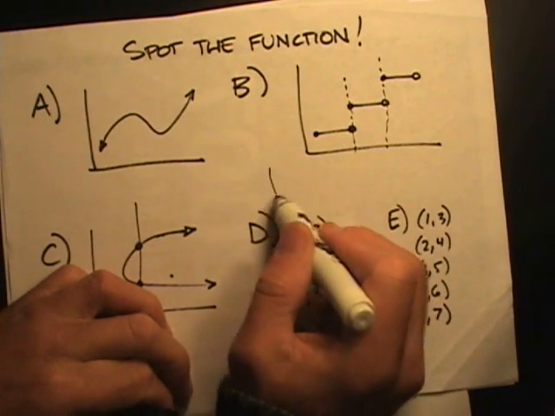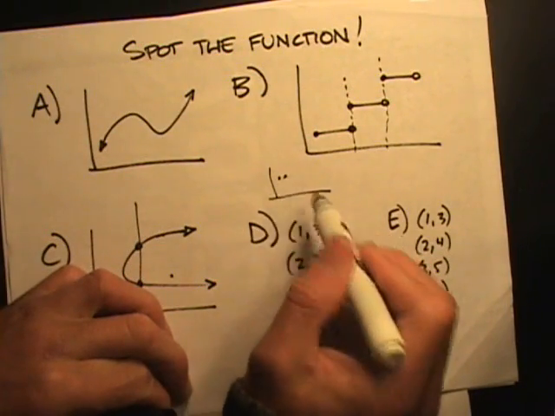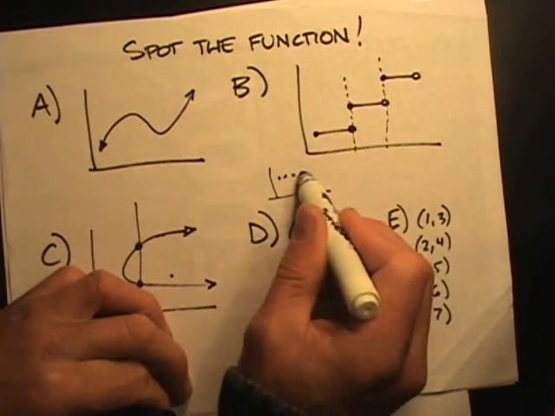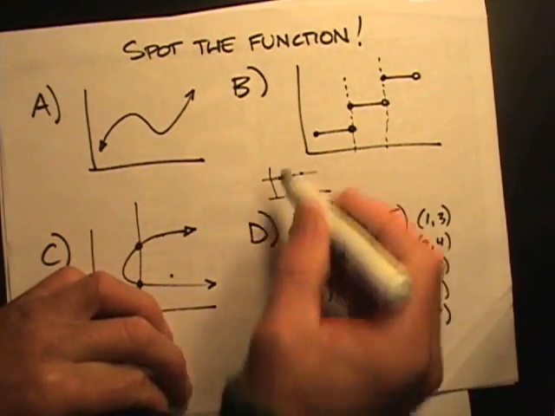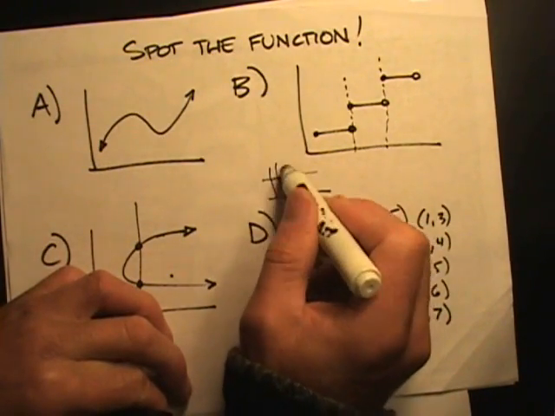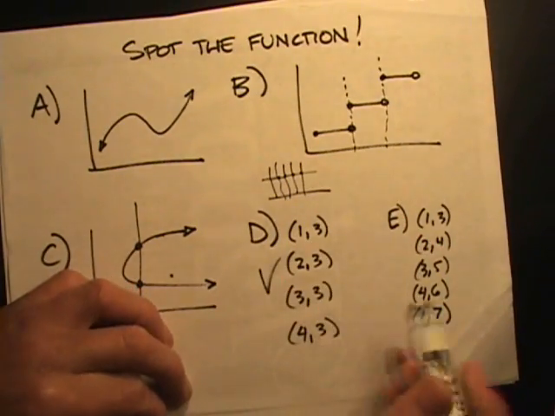So if we made a little graph of this, we would be going over 1 and up to 3, and then over 2 and up to 3, and over 3 and up to 3, and 4 and over 3. And so if anything, it implies a horizontal line, even though we're just given those points. But the vertical line test here certainly is okay.